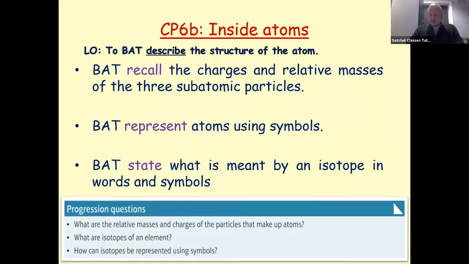So that's recall the charges and relative masses of the three subatomic particles, kind of a recap of what we've done in GCSE chemistry and how it relates to us in physics. Next bit, represent atoms using symbols. So here's an atom. The GIF shows the nucleus, and around it, whizzing in the orbitals, the different electrons.